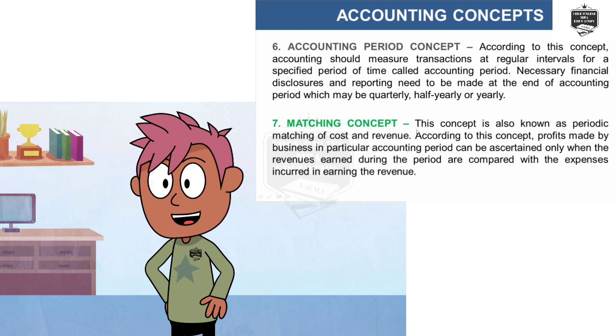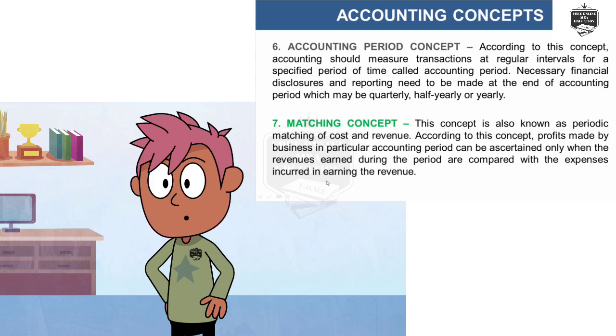Then there is the matching concept. This concept is also known as periodic matching of cost and revenue. According to this concept, profits made by a business in a particular accounting period can be ascertained only when revenues earned during the period are compared with the expenses incurred in earning that revenue.